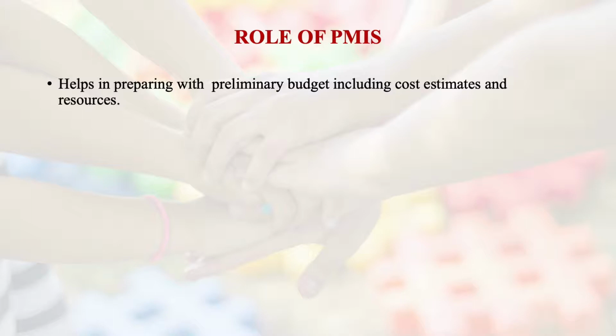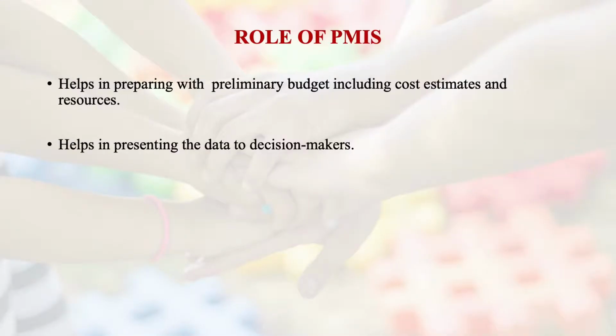Then what are the roles of project management information system? First, it helps in preparing a preliminary budget, including cost estimates and resources. Now, this is one of the most important parts of any project. When you are bidding for a project, at that point of time, you have to make estimates of budget, you have to make estimates on the basis of your resource requirement, right? Resources required, the time required, everything, right? So budgeting is one of the most important things, and PMIS is going to help you in that.